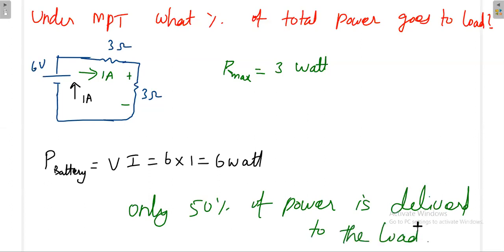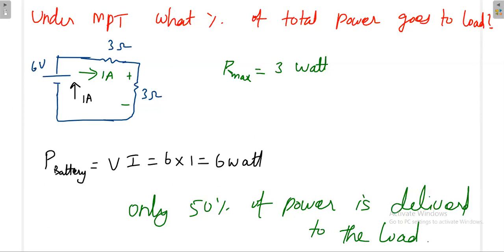Now, somebody tell me, if I am operating in some other mode, not under maximum power transfer, then what percentage of the power will be delivered? Is it 50% or less than 50%? Less than 50%. But how? You really have to take some examples, then only you can realize whether that is true or not, because when you take a different resistance here, you'll get a different current here. Okay, I will take that.